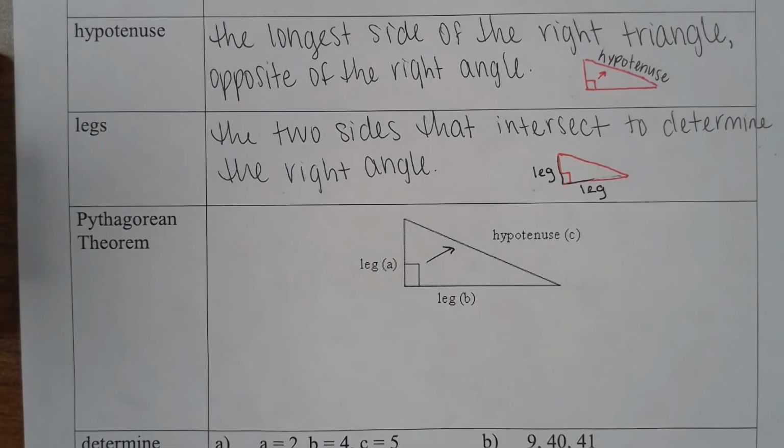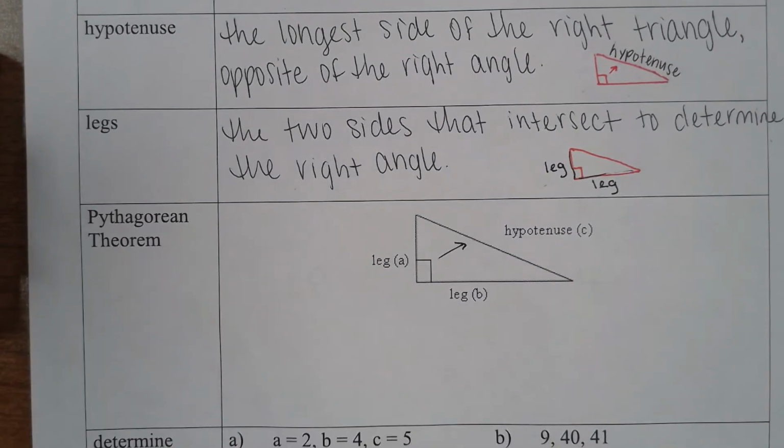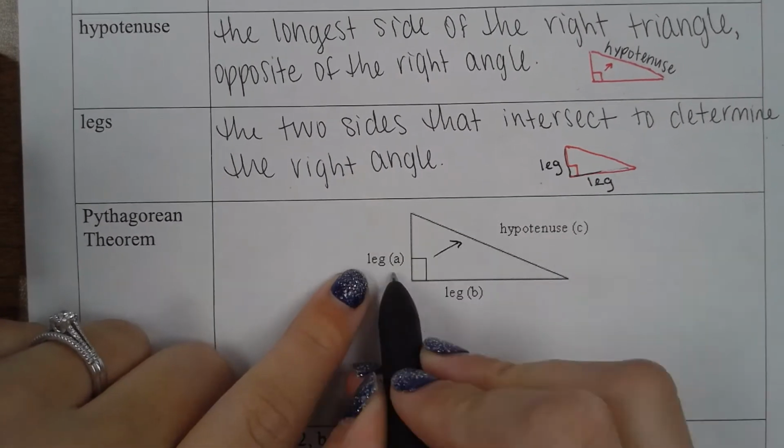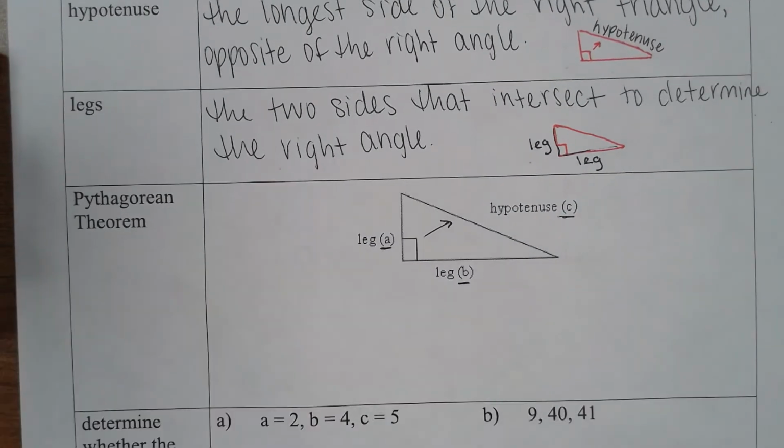In math, we don't like to use words a lot. We would rather use variables to represent the word. So just remember that the legs, we are going to label them as A and B, and the hypotenuse, we are going to label it as C. We can find a missing side in a right triangle based on Pythagoras' theorem, which we call the Pythagorean Theorem.